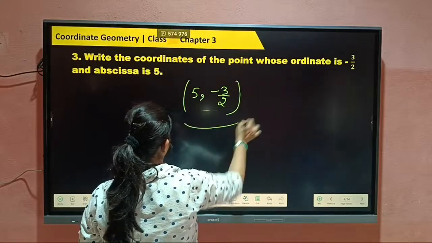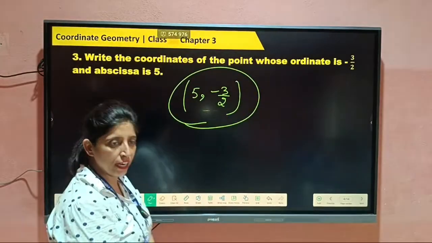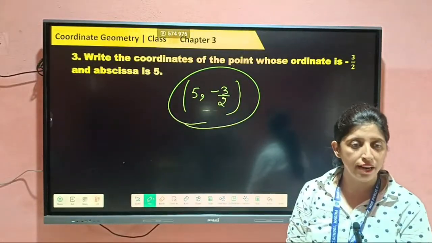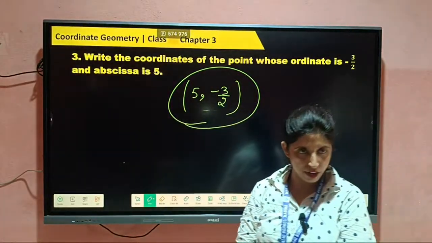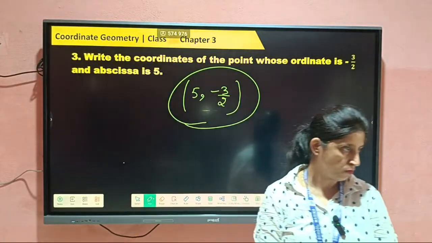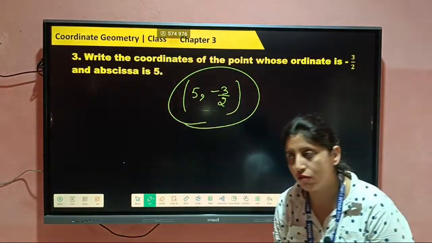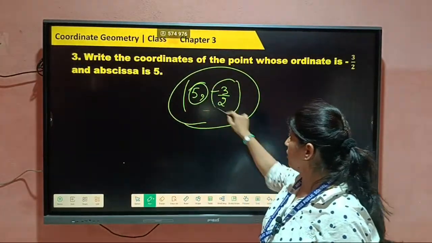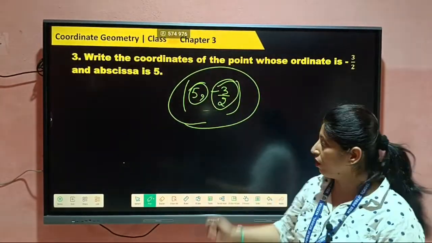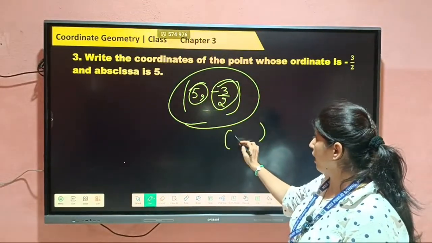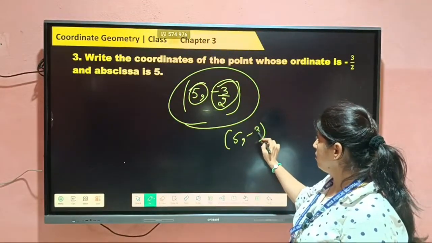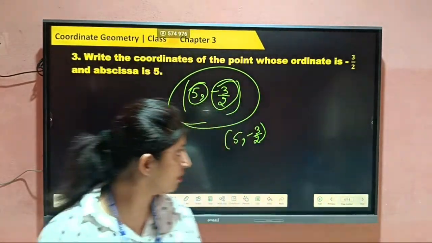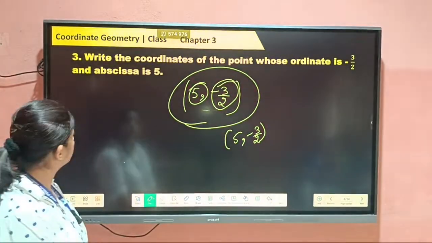So this is our coordinate, 5 and minus 3 by 2, because first we will write the abscissa and then the ordinate. Abscissa is the x point and ordinate is the y point. Abscissa is given 5, ordinate is given minus 3 by 2. So we write the coordinate in brackets like this: (5, minus 3 by 2). This is the coordinate that is asked.